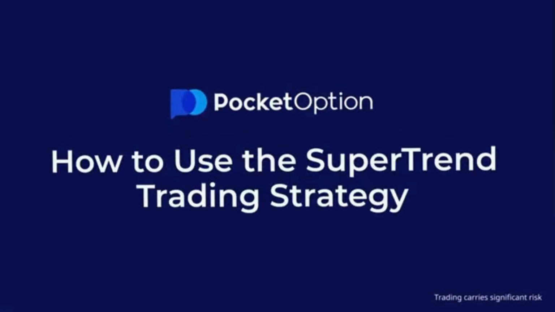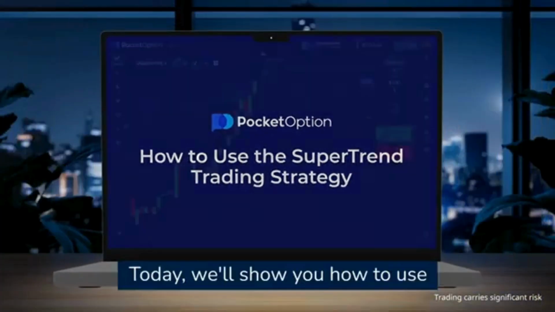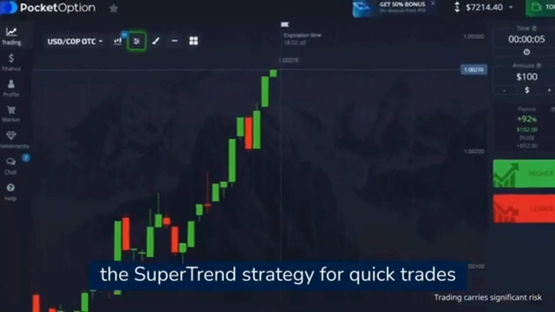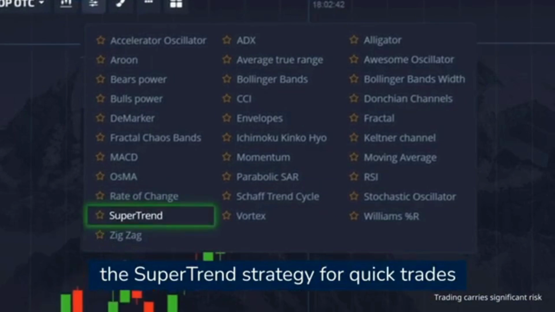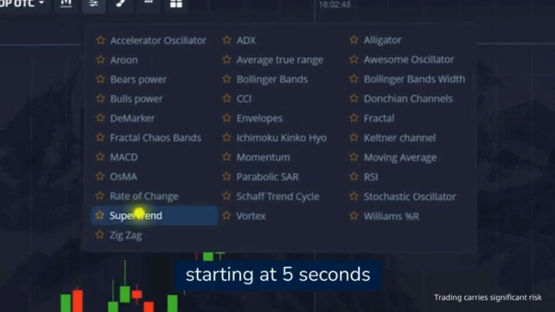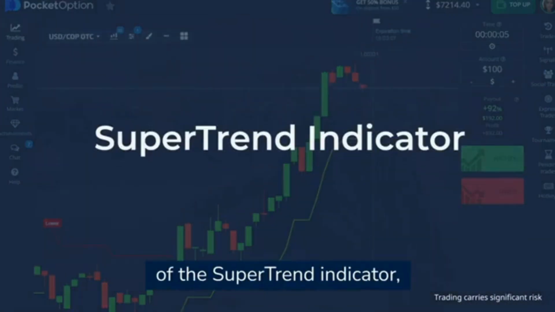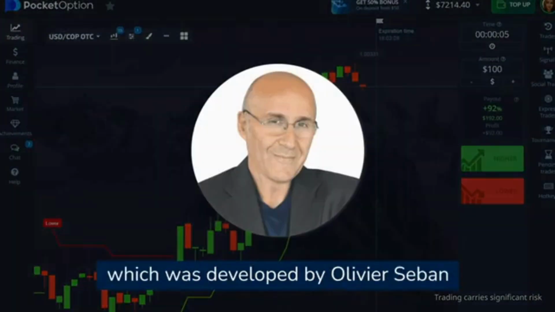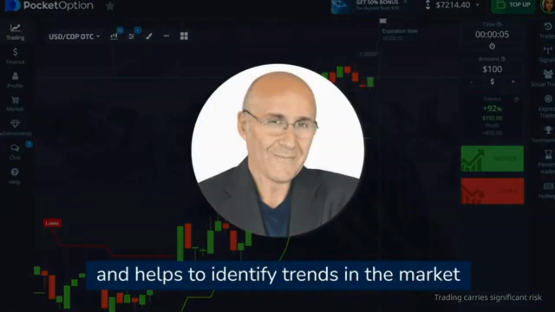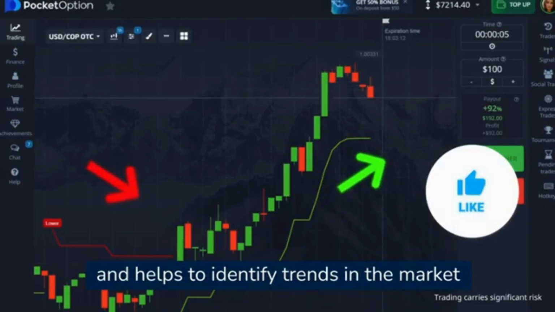How to use the Supertrend trading strategy. Today, we'll show you how to use the Supertrend strategy for quick trades starting at 5 seconds. This is a strategy based on the use of the Supertrend indicator, which was developed by Olivier Seban and helps to identify trends in the market.